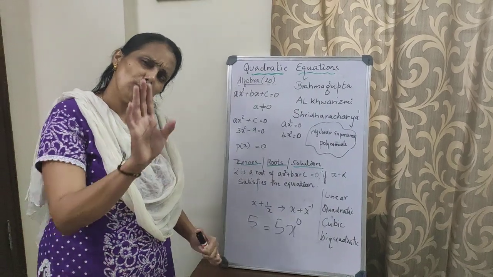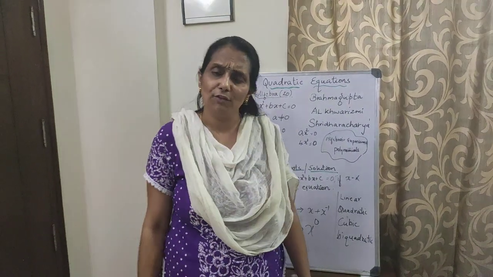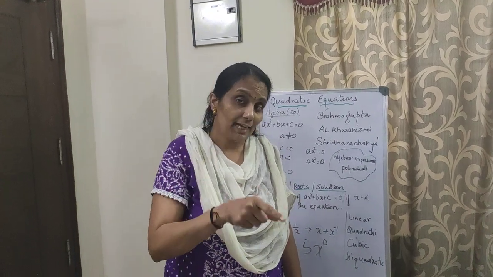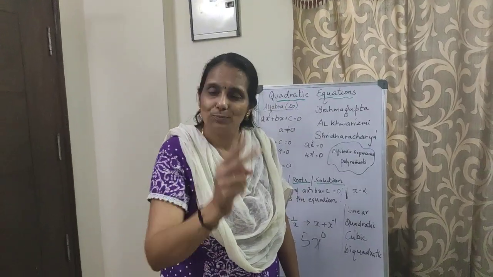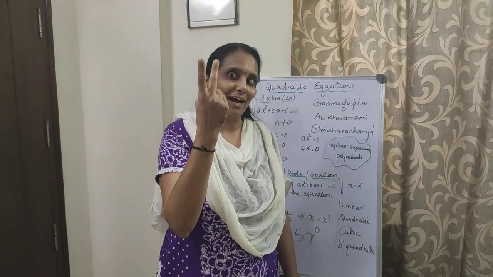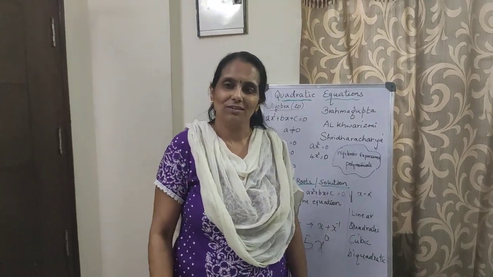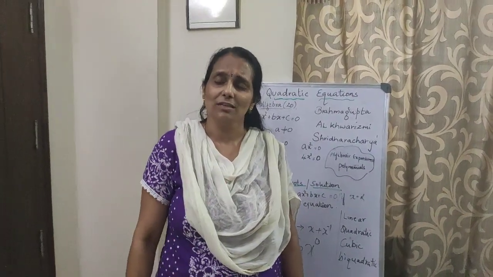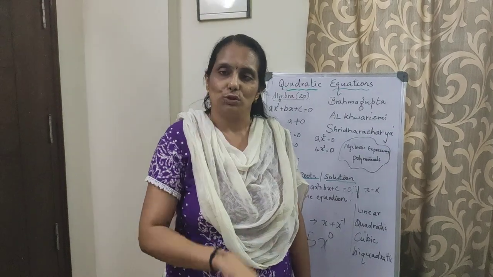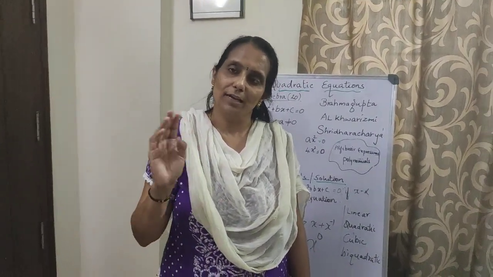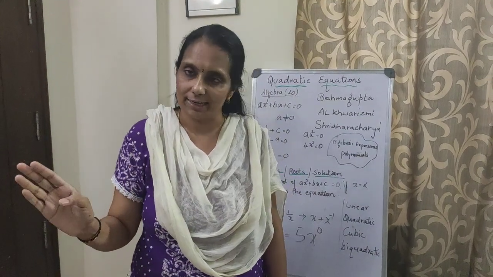Now tell me, will only one number, alpha, be there for a quadratic equation? No, isn't it? Why? The degree of quadratic is 2. So at most, it will have 2 zeros or 2 roots, isn't it? For a quadratic equation, it will have 2 roots. Generally we call them alpha and beta. So alpha and beta are the roots of a quadratic equation.